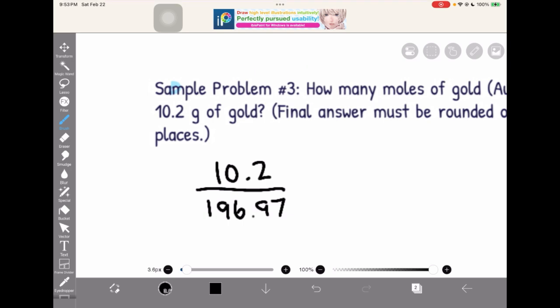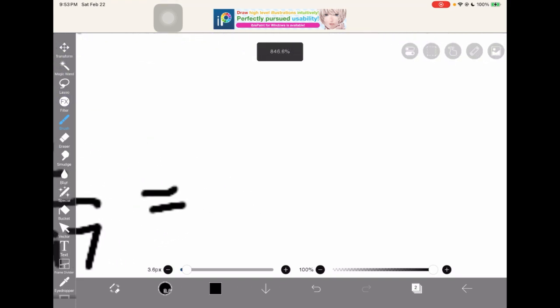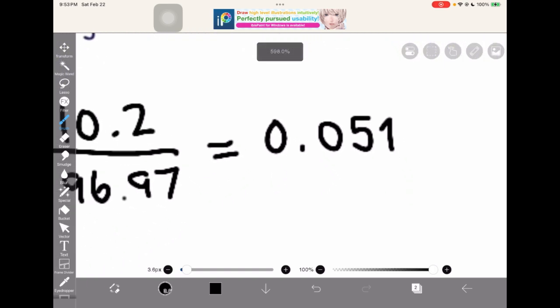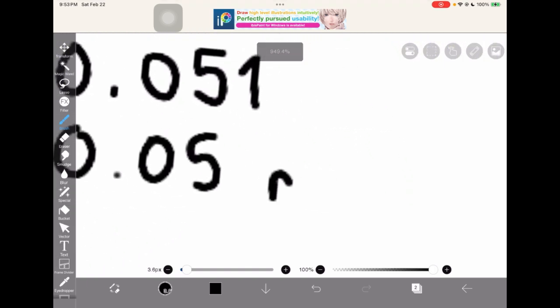So you do 10.2 divided by 196.97. That's equal to 0.051, which rounds off to 0.05 moles.